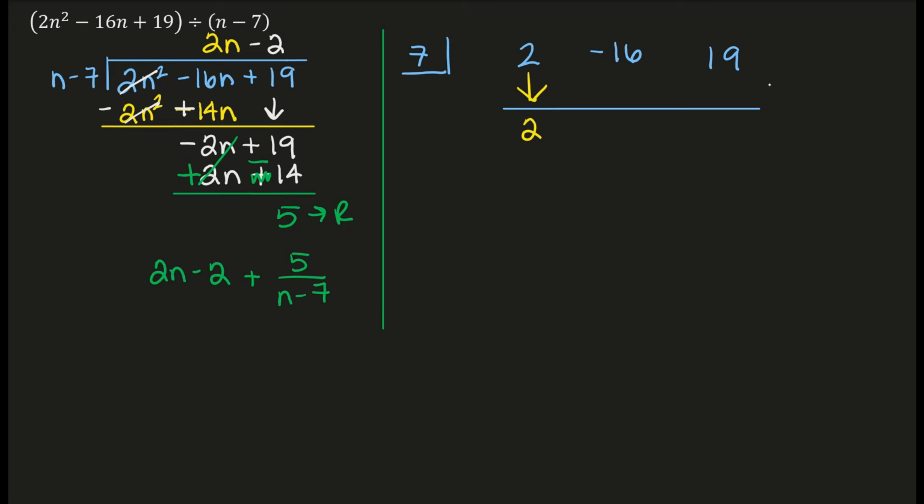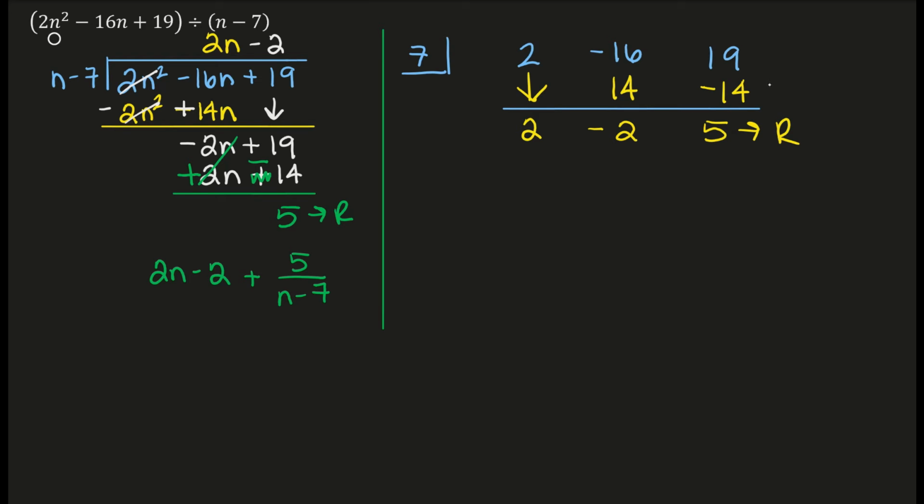So here, 7 times 2 gives me 14. I'll now add: negative 16 plus 14 is negative 2. 7 times negative 2 is negative 14. I'll now add: 19 plus negative 14 is positive 5. The 5 here, always the number at the end, is the remainder.